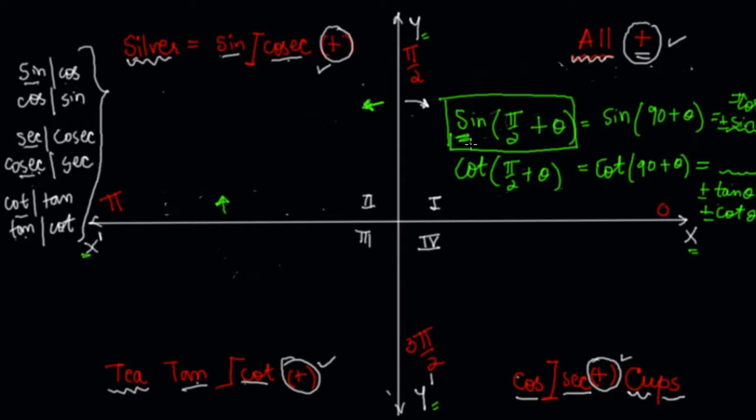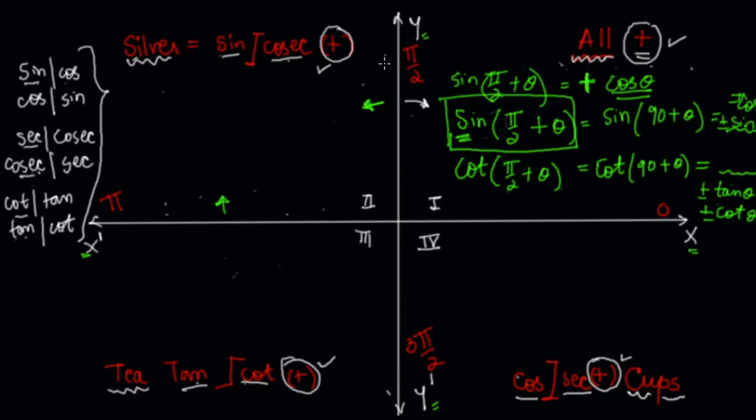Who is an important question. If sine is jumping in the second quadrant, remember whatever answer you get here for sine of pi by 2 plus theta will always be positive. Now I know in this case the answer is cos theta, and how do you get cos theta? I'll come back to it. But the answer will always be positive.